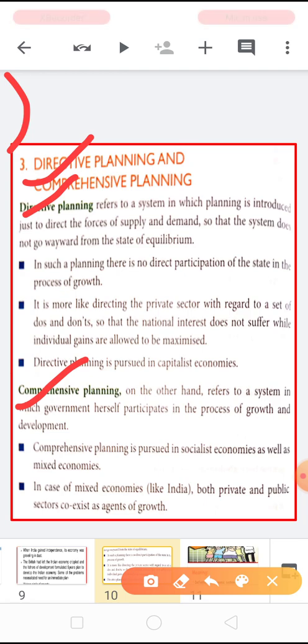The distribution under socialism is supposed to be based on what people need and not on what they can afford to purchase. So, a socialist nation provides free health care to the citizens who need it. So this is basically comprehensive planning, where the individual gains are allowed to be maximized as under the capitalist economy, and the social gains are fostered through the direct participation of the state as under socialism.